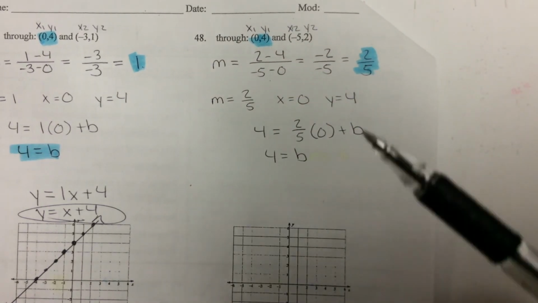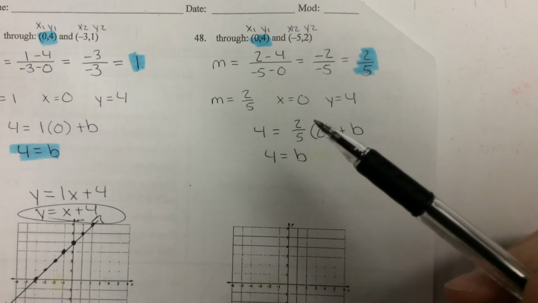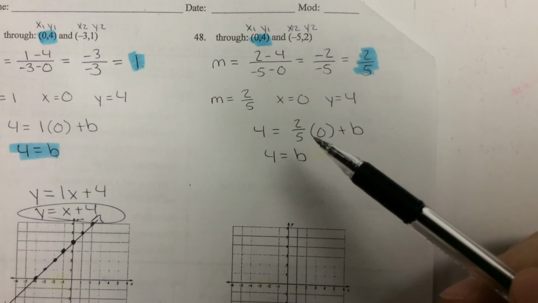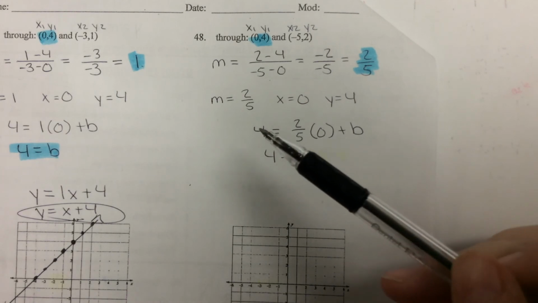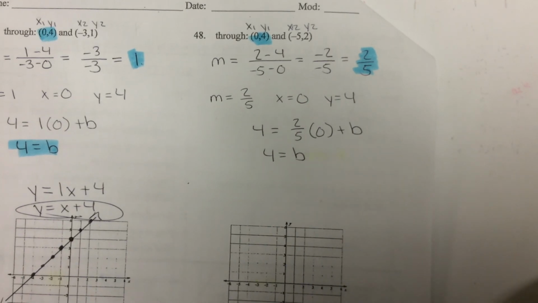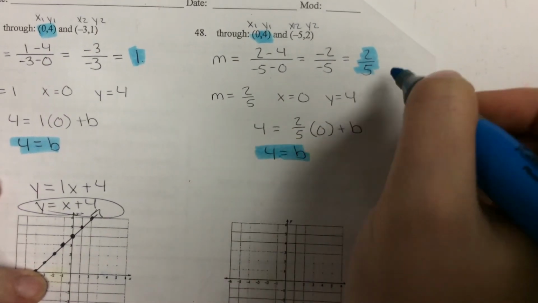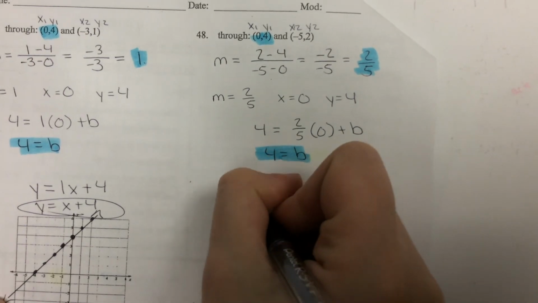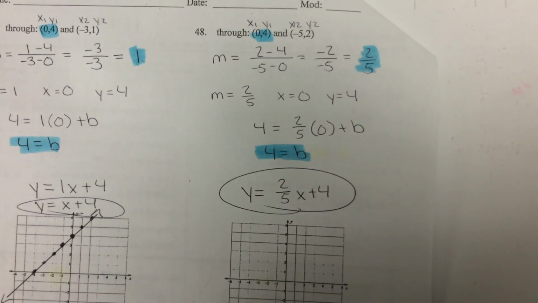Okay, hopefully you got your y-intercept to be 4. This problem kind of worked out exactly like number 47 did. When we multiply our slope by 0, well, that becomes 0. So we just have 4 equals b. All right, so now that you have your y-intercept, which is b, and you have your slope up here, which is 2/5, plug that stuff in to make an equation. Okay, the equation for this line should be y equals 2/5 x plus 4.